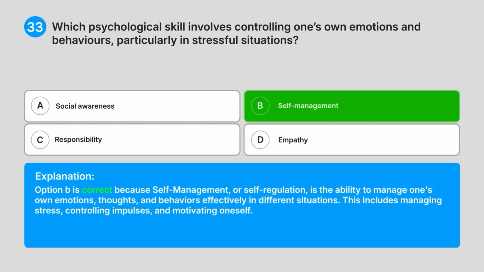Explanation: Option B is correct because self-management, or self-regulation, is the ability to manage one's own emotions, thoughts and behaviours effectively in different situations. This includes managing stress, controlling impulses, and motivating oneself.